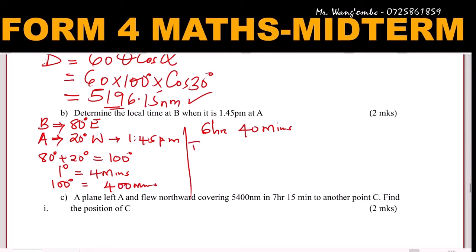So to get time at B, the time at B will be given by, you take 1:45 p.m. and then you add 6 hours and 40 minutes. So this will give 8:25 p.m.